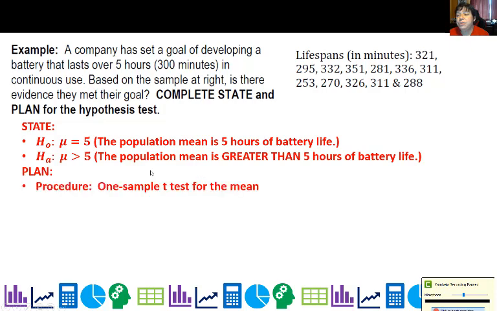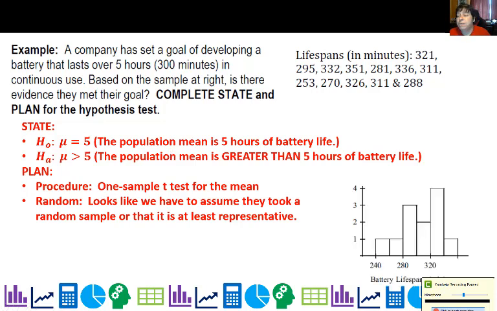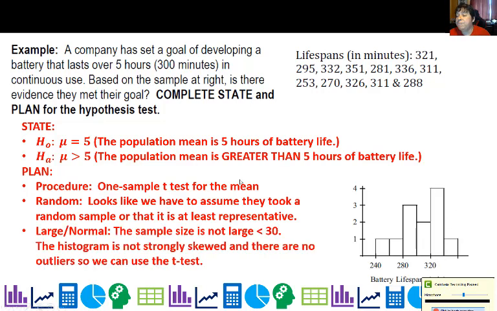So our procedure is a one sample t-test for the mean. And for random, they didn't really tell us, so we're just going to have to assume that they took a random sample or that it is at least representative. And sometimes you just have to assume. For the large normal condition, I went ahead and did a histogram. While the sample size is not large, it's less than 30, the histogram is not strongly skewed, and there are no outliers, so we can go ahead and use the t-test.